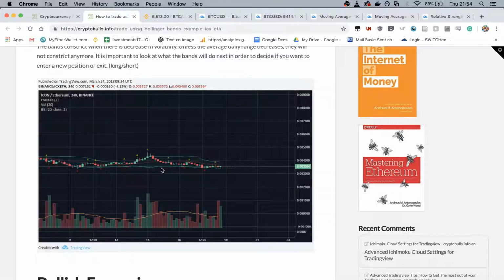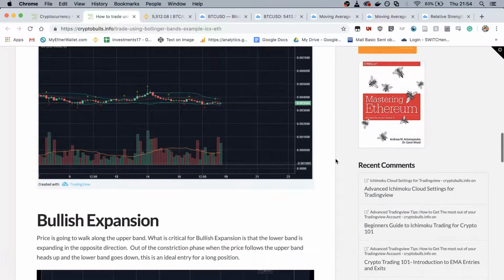So as soon as the bands constrict, especially in a long time frame, you have to expect a big move in one or the other direction. Then it's also important to look at some other indicators like support or resistance levels.